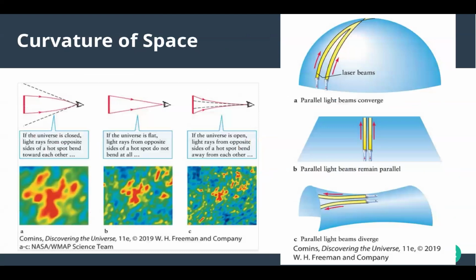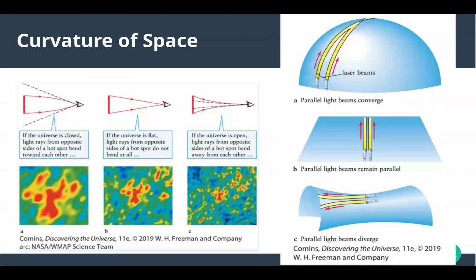We also want to know the curvature of space, where if the universe is curved, light rays from opposite sides of a hotspot bend towards each other. If the universe is flat, light rays from opposite sides of a hotspot do not bend at all. And if the universe is open, the light rays from opposite sides of hotspots bend away from each other.